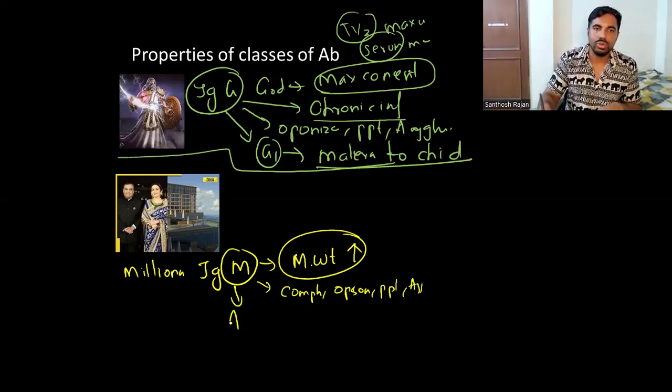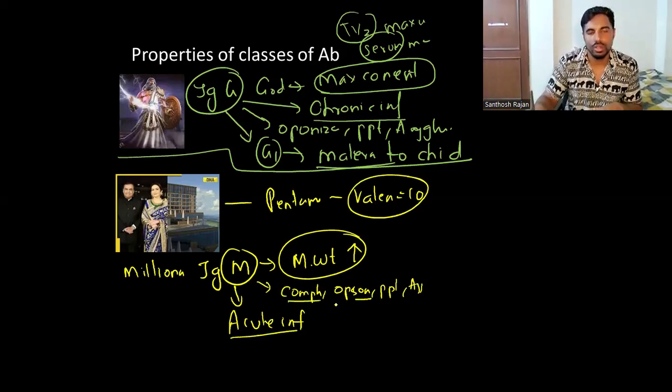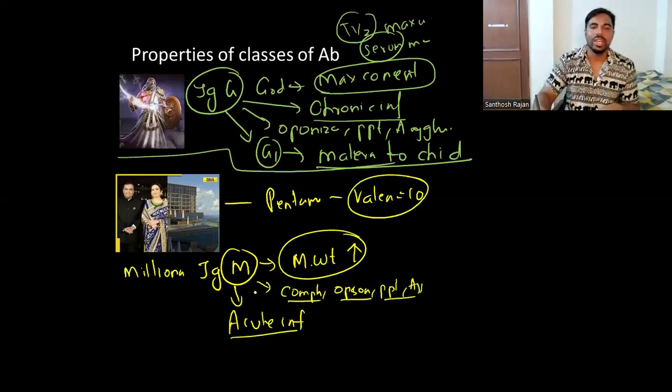And another thing is that it causes acute infection. And one more thing, it's a pentamer, a big one. The valency is 10. Valency is equal to 10. So Millionaire, molecular weight, acute infection, complement, opsonization. These things are very common for M. That's it. This you have to remember.